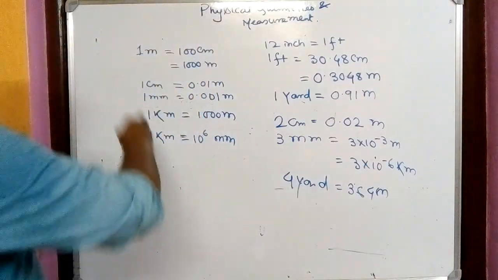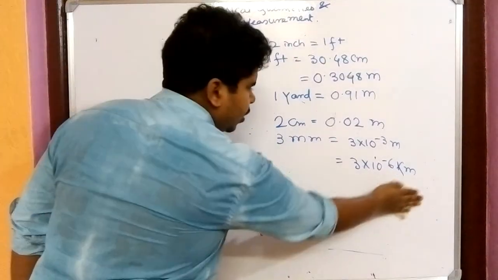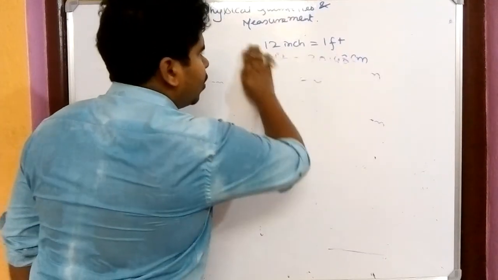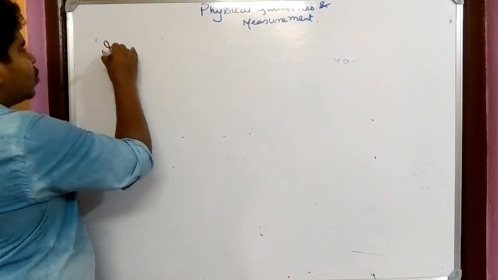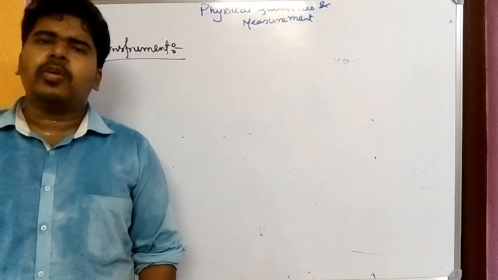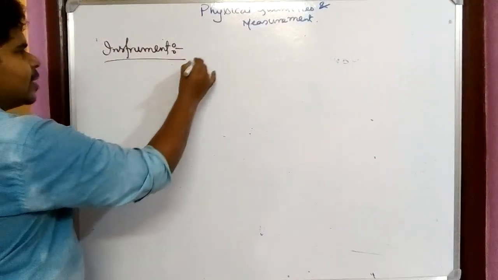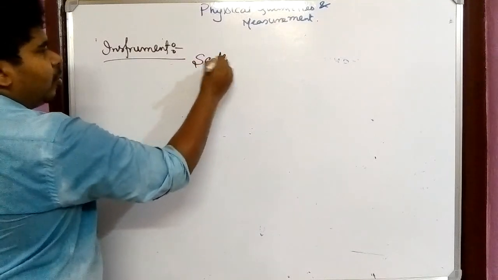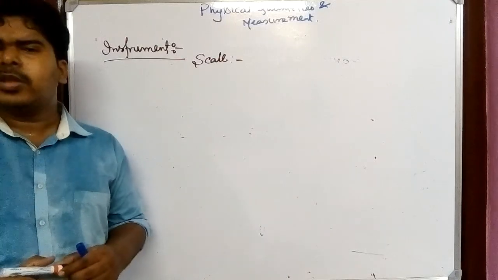Now we'll go for another thing. Next, to measure the length, we need a unit. But which instrument do we have to use to measure it? Okay, that is a big question. Now you might be thinking, sir, is it a big question? We all know, we measure it by scale. Okay, it is a simple thing. To measure a length, we use a scale.